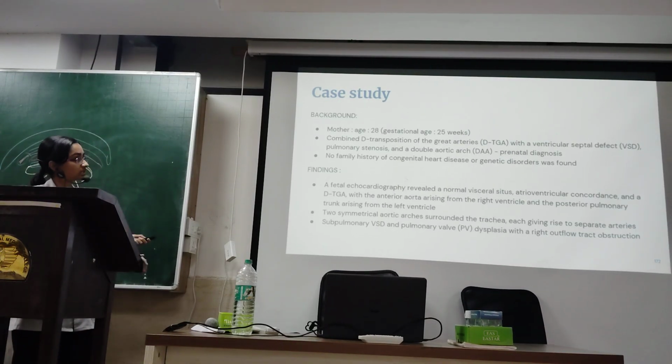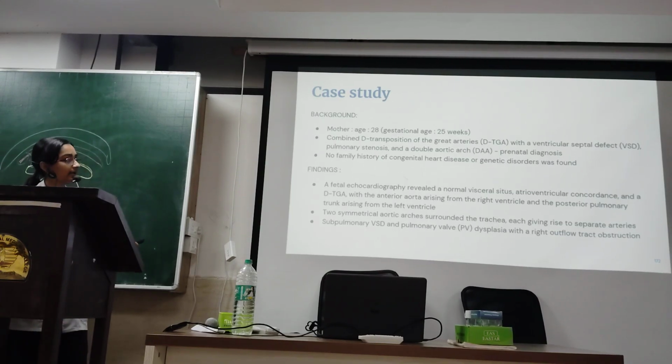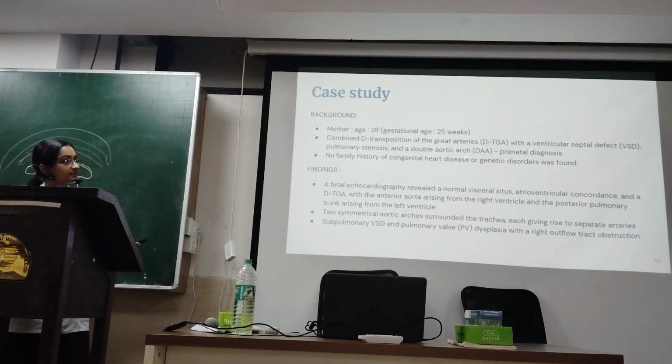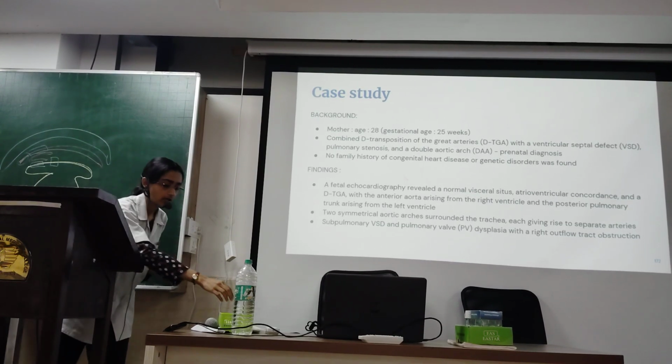The mother, who was the patient who came in, was aged 28 and her gestation age was about 24 weeks and 6 days, so 25 weeks. The prenatal diagnosis was a combined dextrotransposition of the great arteries, with a ventricular septal defect, we know what that is. Pulmonary stenosis, we know what that is. What is a double aortic arch?